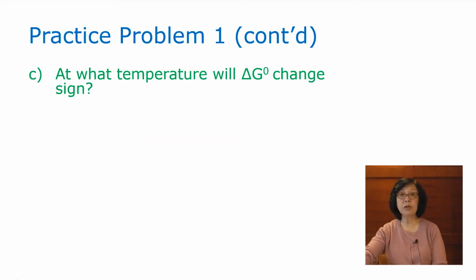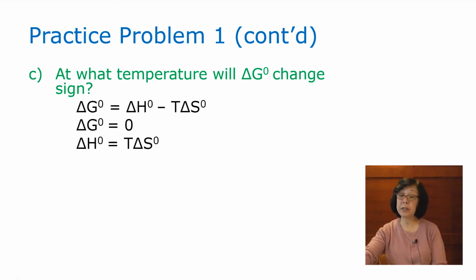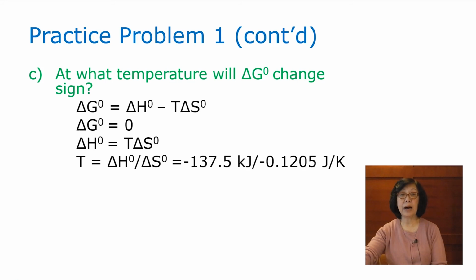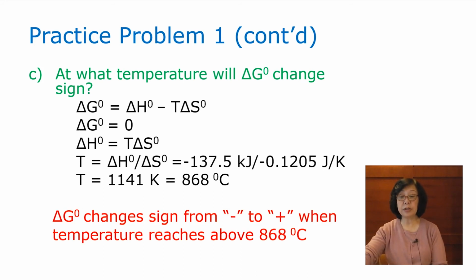Continuing with that, at what temperature would the delta G0 change sign? At that time, this delta G0 will be 0, and therefore delta H0 is equal to T delta S0. So we can calculate the temperature at which the sign will switch. This is equal to delta H0 in kilojoules divided by the delta S0. The delta S0 should also be in kilojoules. And the temperature is calculated as 1141 Kelvin or 868 degrees C. So the delta G0 will change sign from negative to positive when temperature rises above 868 degrees C.